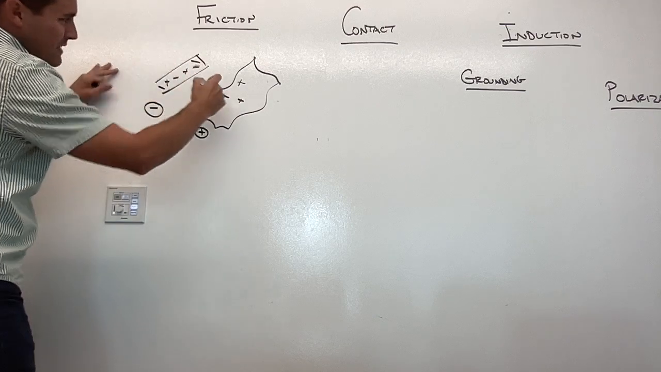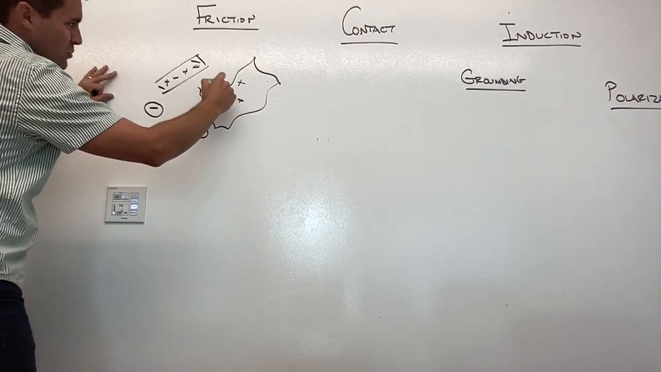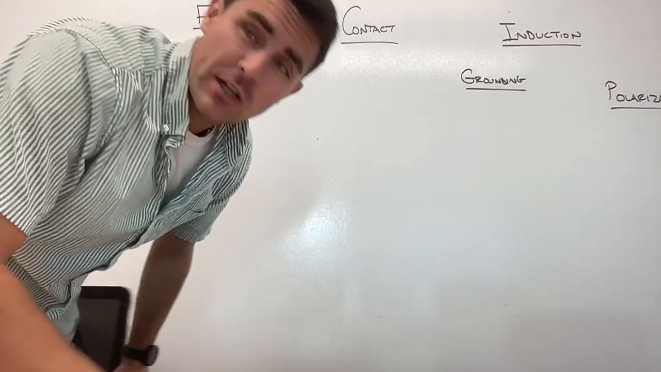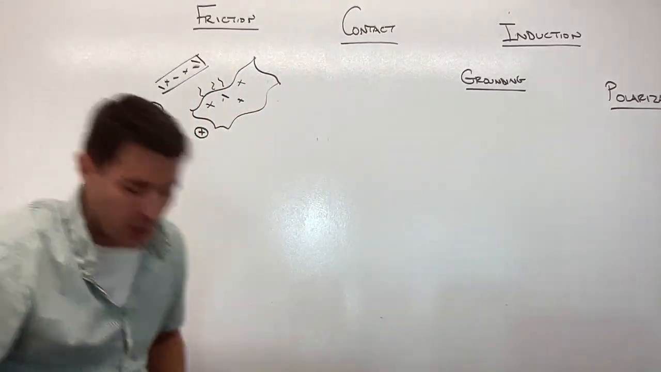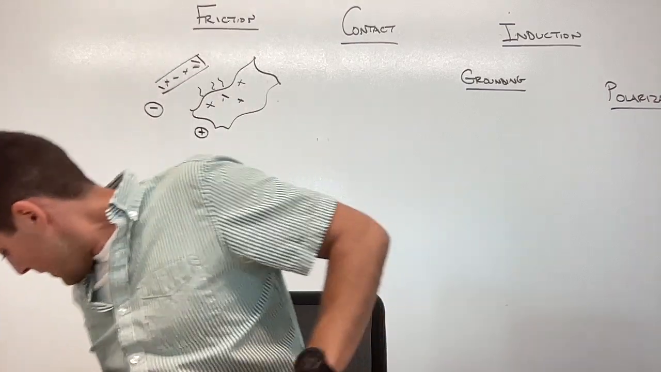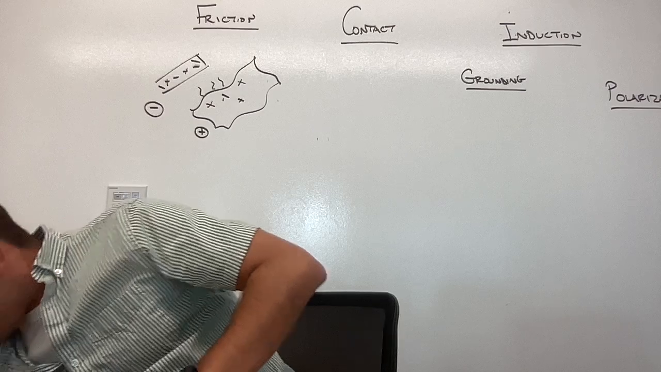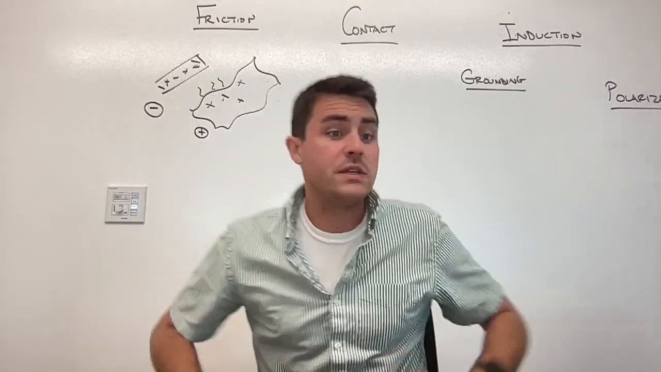And so this difference in charge is what causes those hairs to stick up. This is how we model friction. This is charging by friction. Modeling by friction will be something we use to begin a lot of our demonstrations.